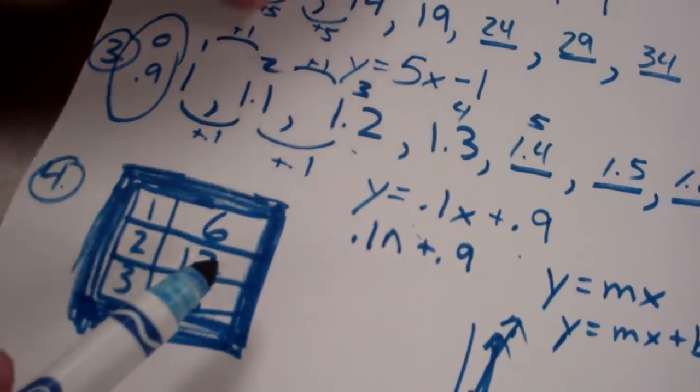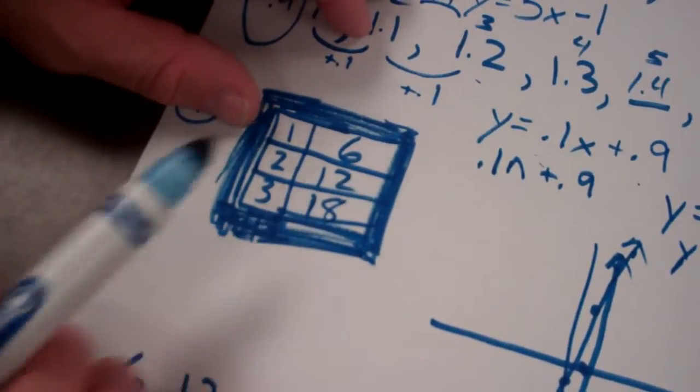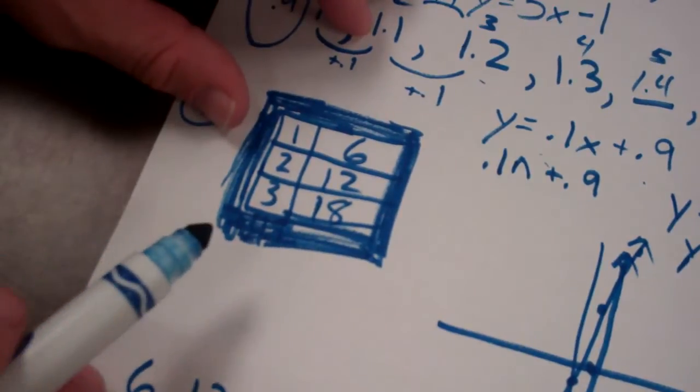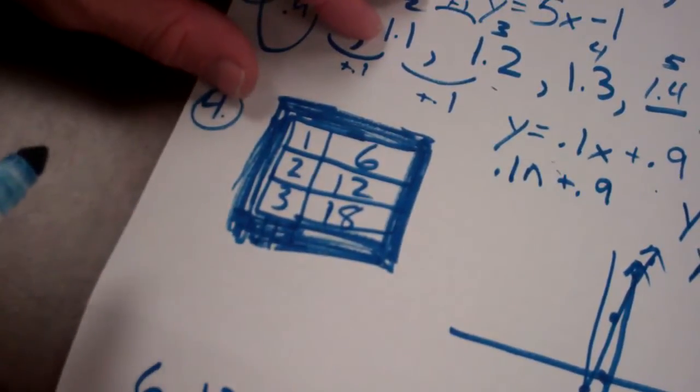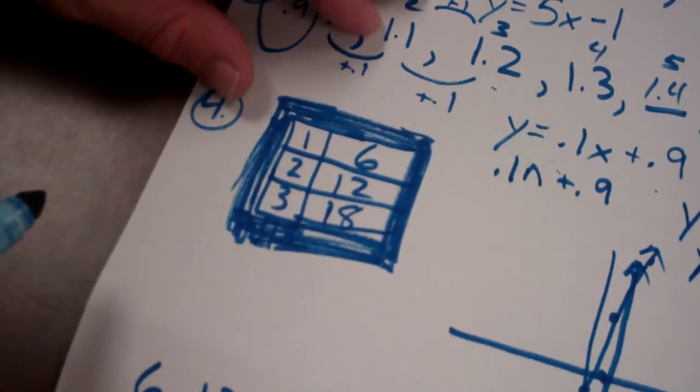Okay? All right, so number 4 says Hannah has a doll collection. The table shows the number of dolls in her collection for 3 years. Suppose the pattern continues. Write an algebraic expression to find the number of dolls in her collection after n years. How many dolls will Hannah have after 25 years?